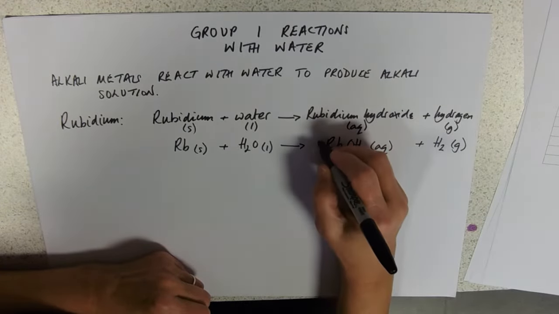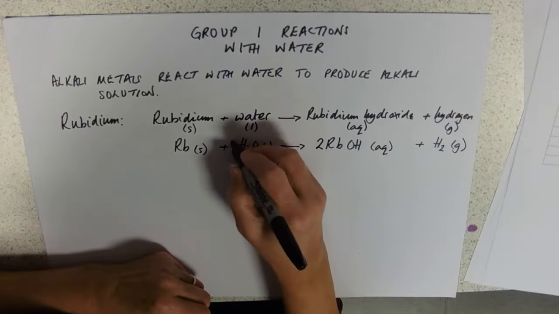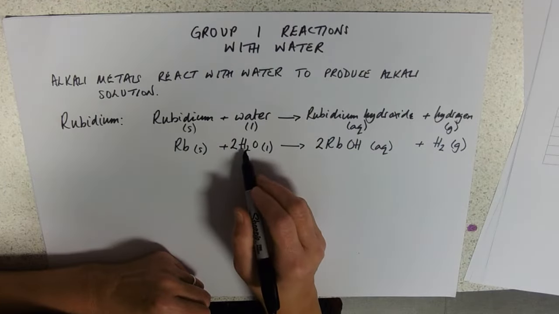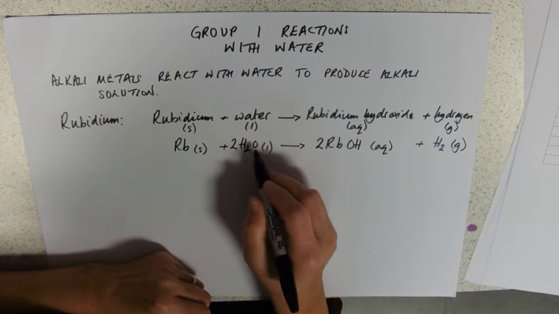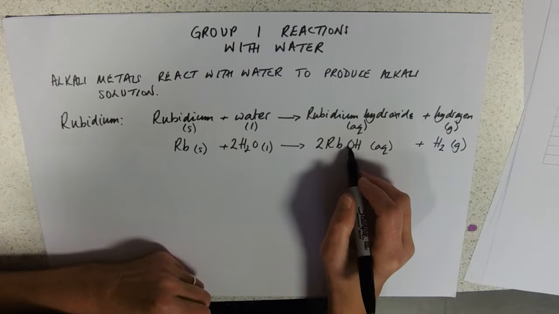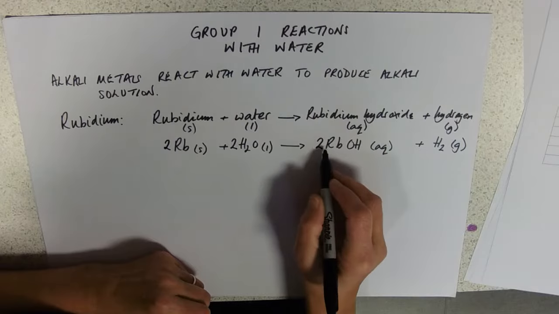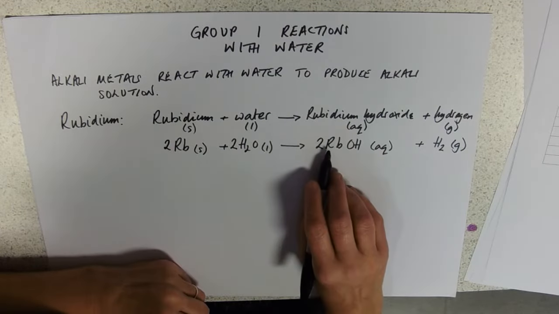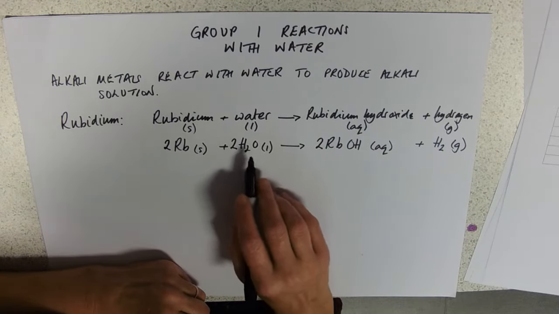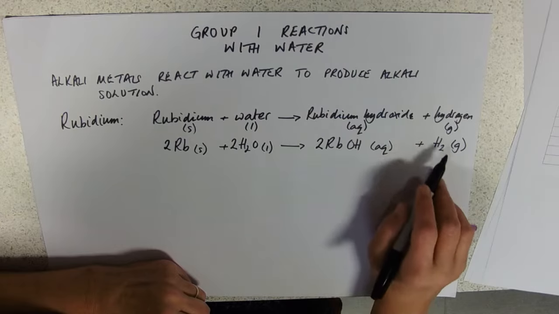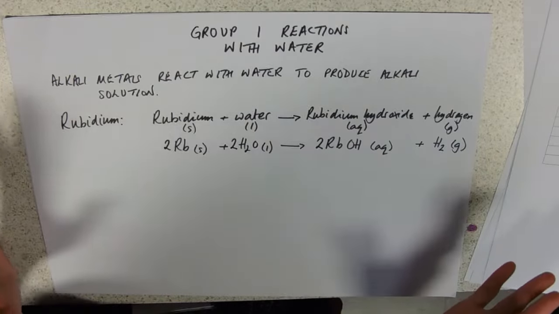So if we put a 2 in front of that and a 2 in front of that, we'll have now 4 hydrogens. 1, 2, 3, 4 hydrogens, and we'll have 2 oxygens, and we also now need 2 rubidiums to make that balance. So we've now got 2 rubidiums, 2 rubidiums, 4 hydrogens, 4 hydrogens, 2 oxygens, 2 oxygens. So that's all beautifully balanced now.